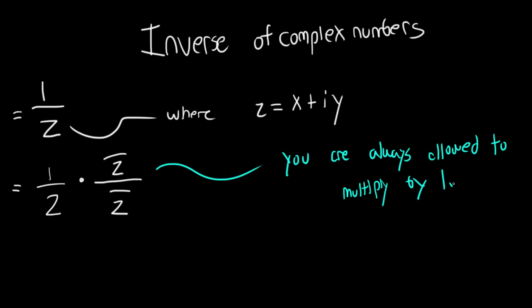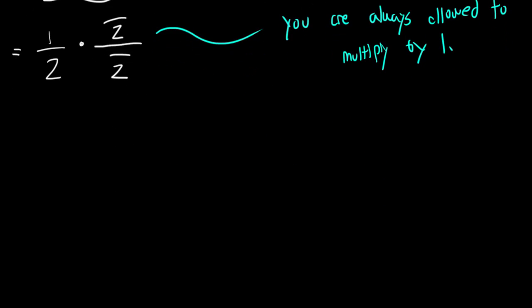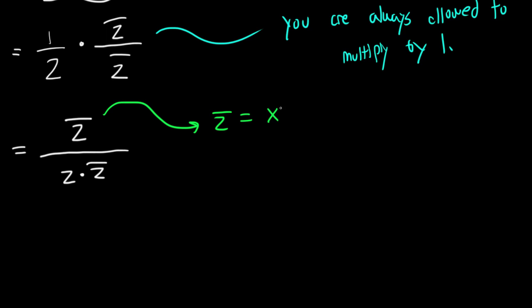So we're going to do this here, and the reason is because it's going to make it easier to solve. On the top, we'll have the conjugate of that complex number. On the bottom, we will have the complex number multiplied by its conjugate. Now we want to write these out for what they really are. The conjugate of z is going to be x, which is a real number, subtracted by i multiplied by y, which is a real number.